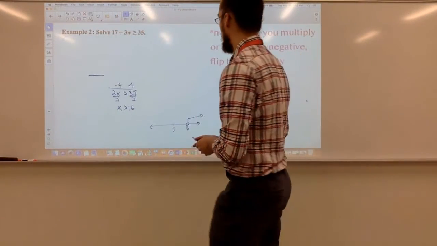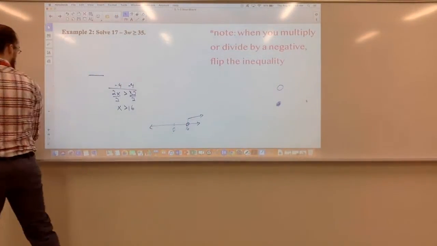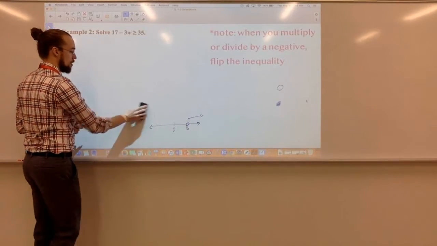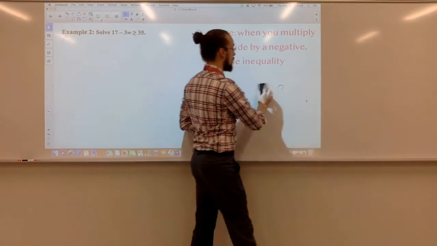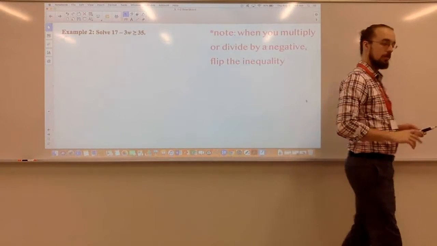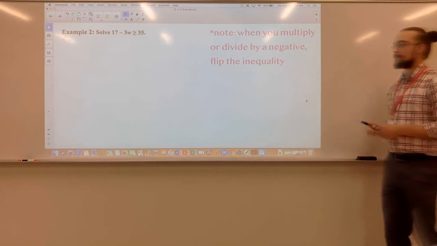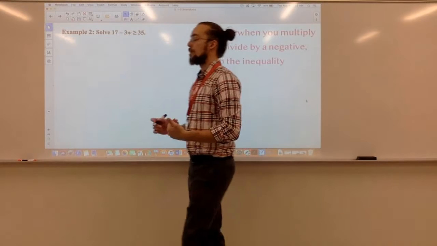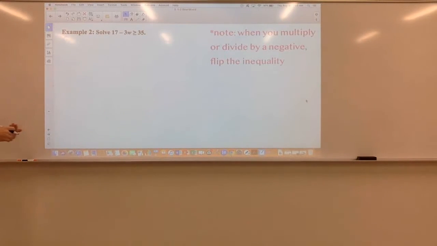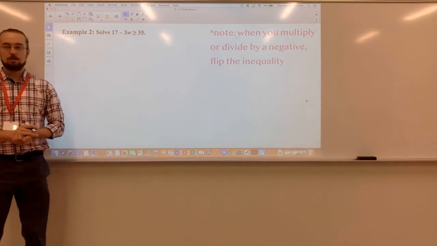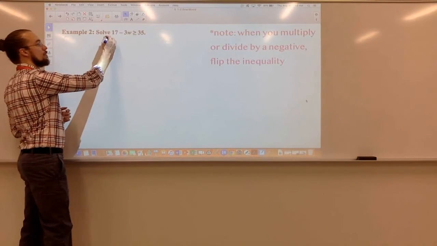All right. Let's take a look at another wrinkle here. Let's try to solve this one, and then again, graph the solution set. We've got 17 minus 3w is greater than or equal to 35. What's the first thing I'm going to do to solve this? Subtract the 17 over.